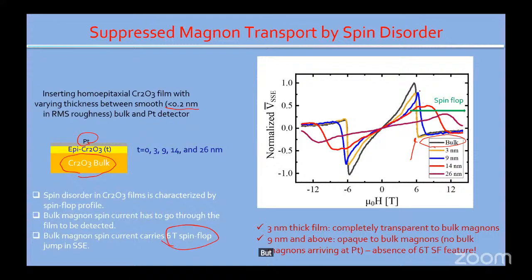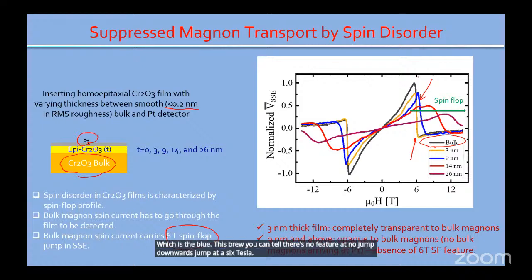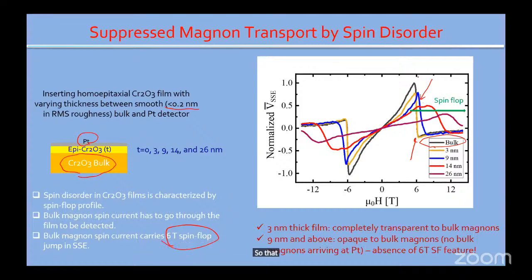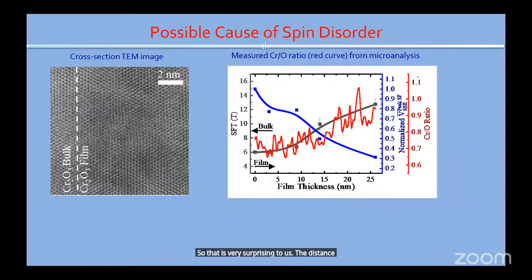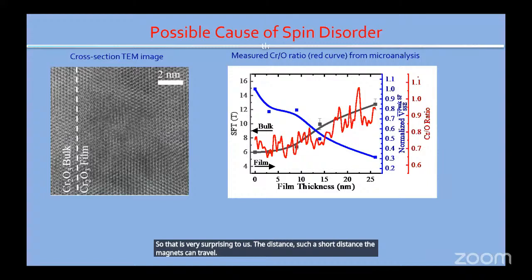We lost the 6 nanometer ones, but the next thickness is 9 nanometer, which is the blue. In this blue, you can tell there's no feature, no downward jump at 6 Tesla. That is an indication that the bulk magnons cannot arrive at the platinum. So somehow, between 3 nanometer and 9 nanometer, we lost the 6 Tesla feature. That means we lost magnons coming from the bulk. That is very surprising to us, the distance, such a short distance, that the bulk magnon can travel.